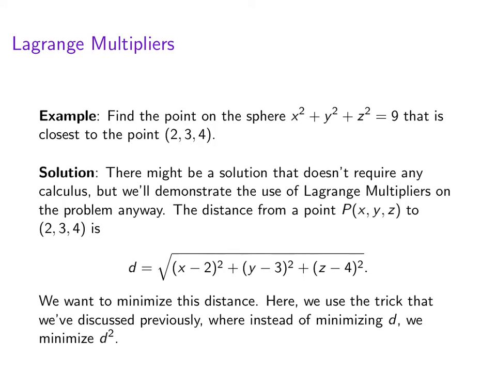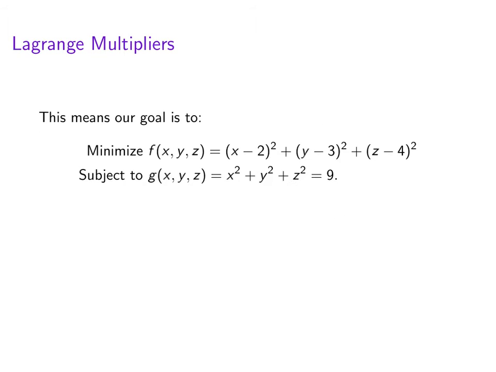We're going to use the trick that we talked about before. Instead of minimizing d, we'll minimize d squared. That way we don't have to deal with that square root. So that means it's our goal to minimize the function f of x, y, z equals (x minus 2) squared plus (y minus 3) squared plus (z minus 4) squared. That's the radicand, right? We dumped the square root and we just work with this function. And this is all subject to the condition that g of x, y, z, which is equal to x squared plus y squared plus z squared, must equal 9.